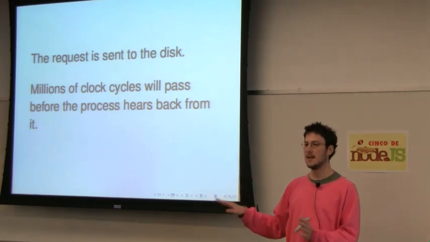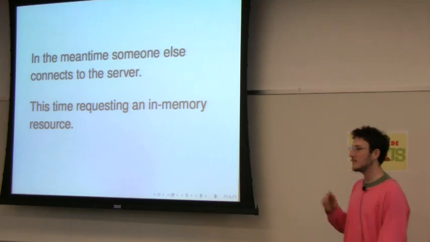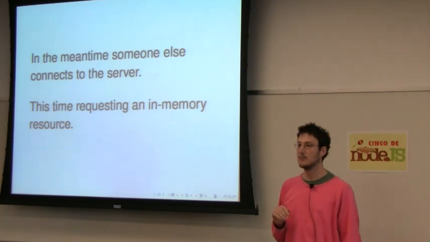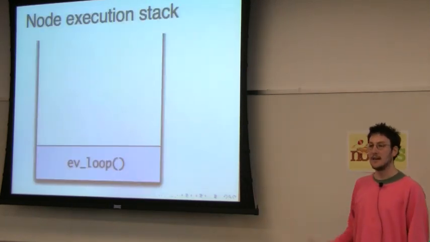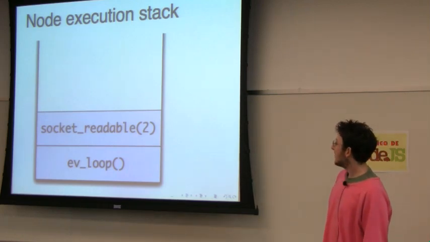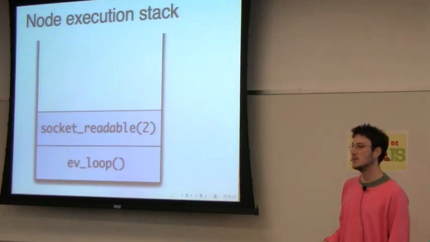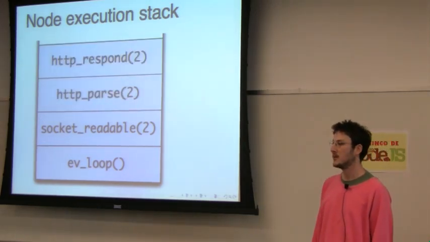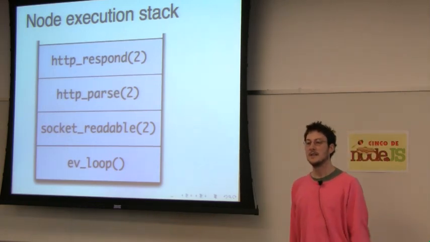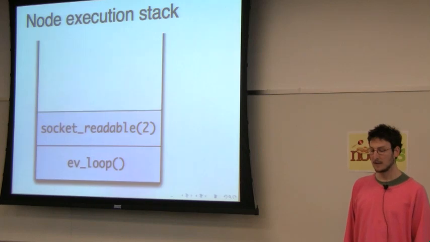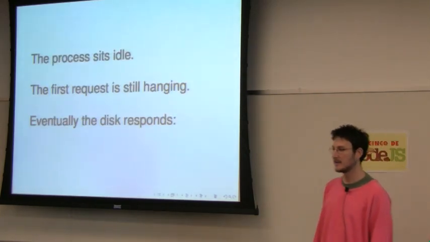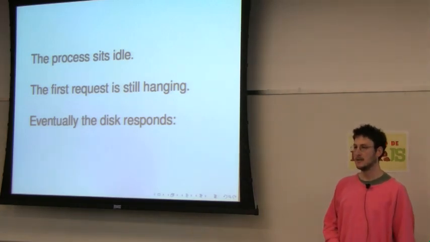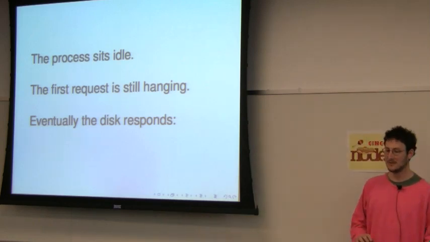But that is way, way in the future. In the meantime, somebody else connects to our server, and this time they're requesting something simple, something that we have in memory. We're sitting at our event loop, and we get a call that says socket number 2 is readable. Okay, let's parse that request. We can respond to it now, because we have that in memory, and we can just send that out. The stack unwinds. We're back to the event loop. The process sits idle. The first request, the person waiting for that website, is still waiting. Mind you, this is a very small time scale, so not so long.